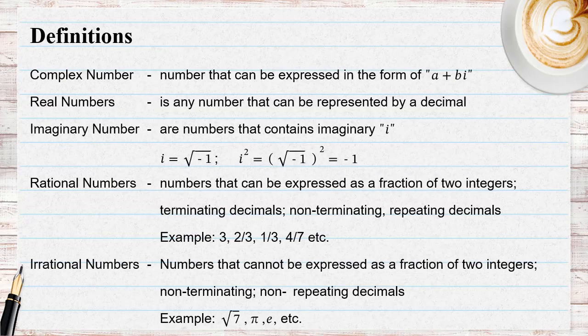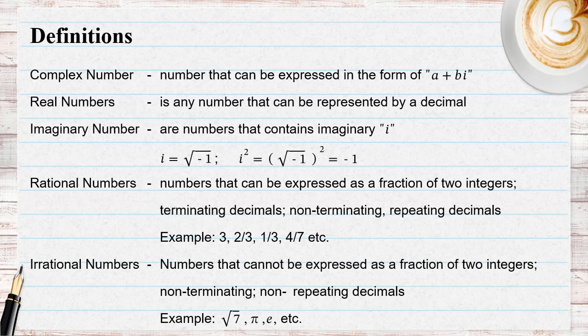Definitions of terms. Complex number: a number that can be expressed in the form a plus bi. Real numbers: any number that can be represented by a decimal. Imaginary numbers are numbers that contain the imaginary i. i is equal to the square root of negative 1, and i squared is equal to negative 1.